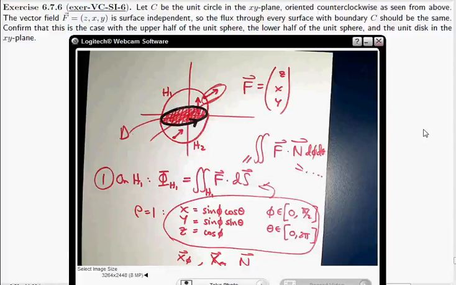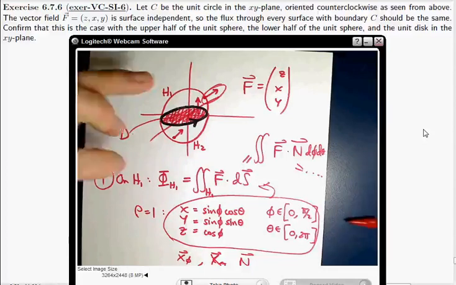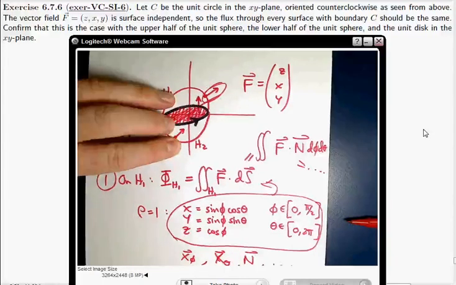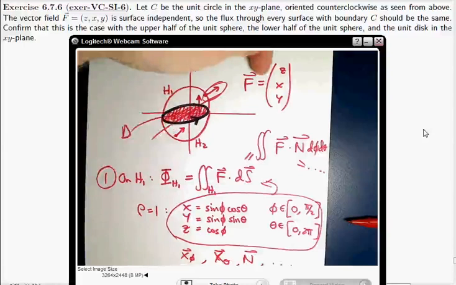This is a, kind of get your hands dirty and look and see how, oh my gosh, we got 3 same answers for 3 wildly different surfaces. And you get those same answers because this is a surface independent field. It's just kind of a see it up close and personal kind of exercise.